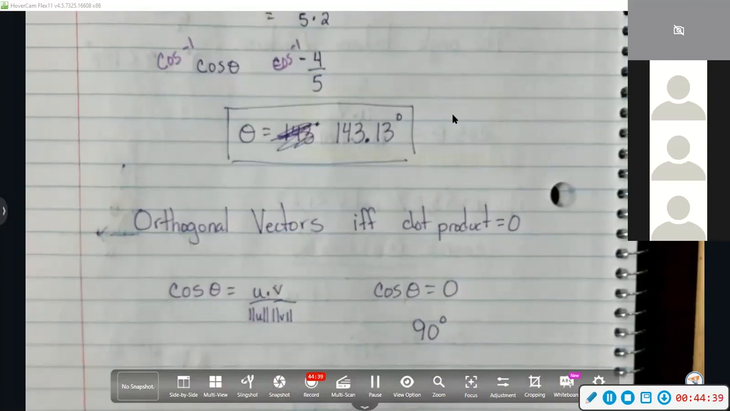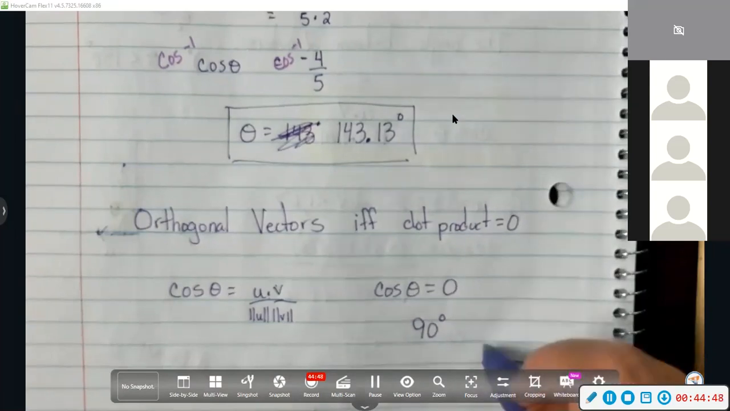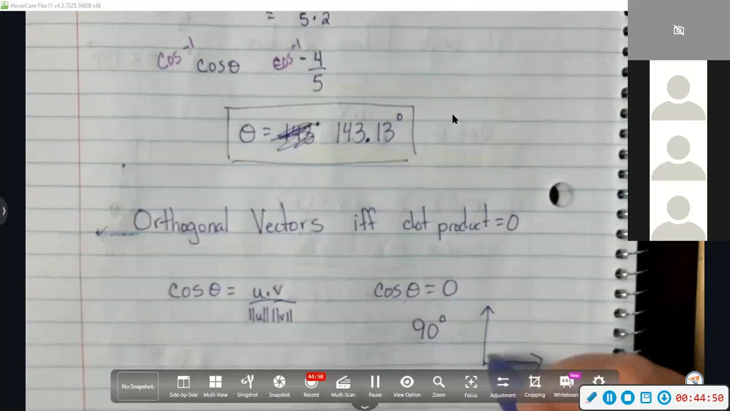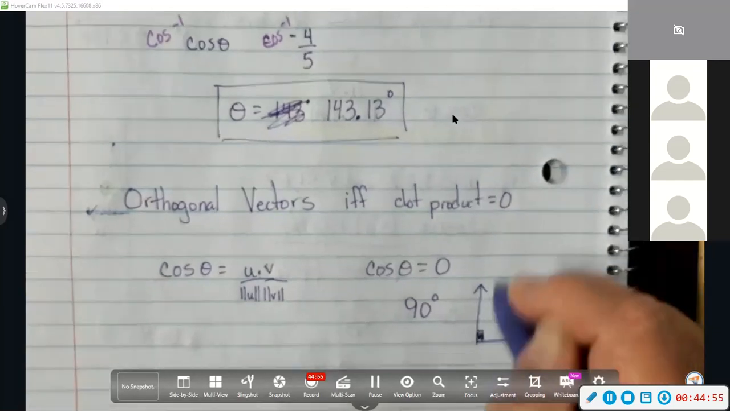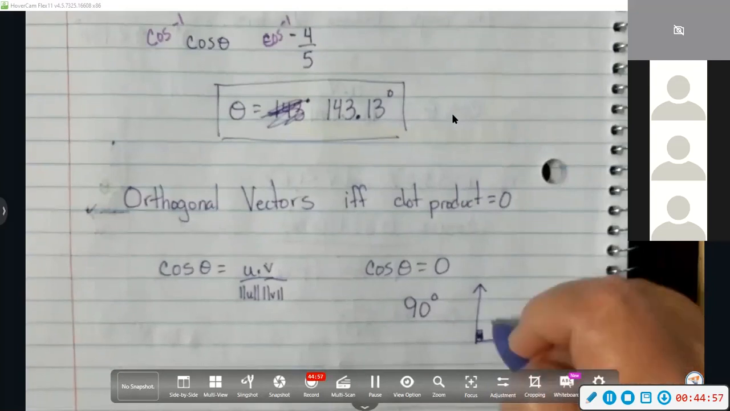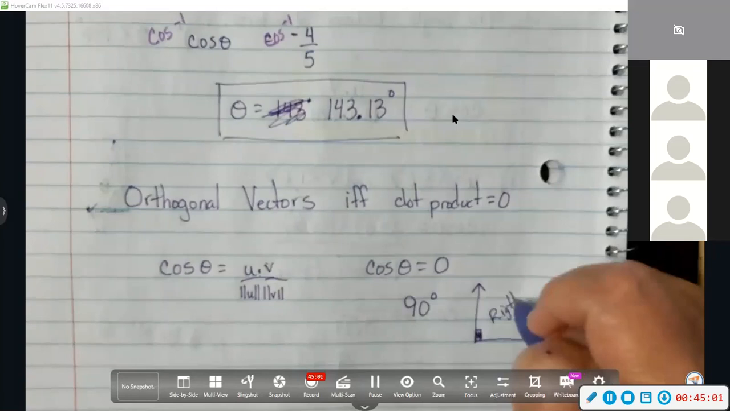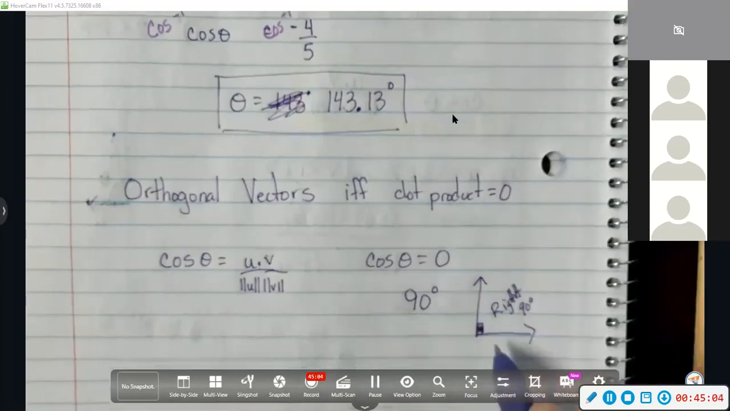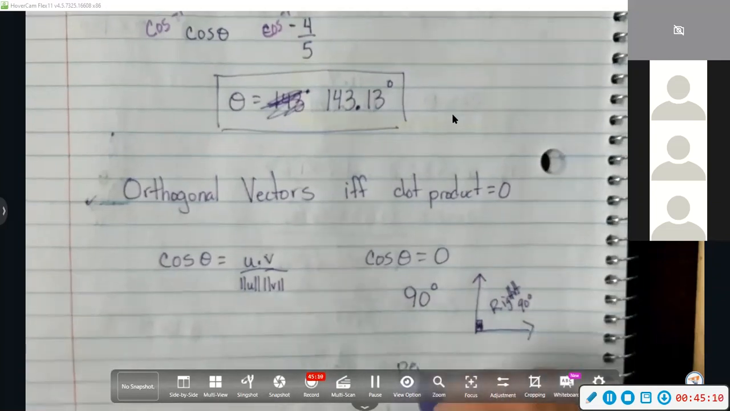So if two angles have 90 degrees in between them, what do we call those two angles? Right angle. Okay. So if they form a single angle, yeah, I didn't phrase that question right. They form a right angle, 90 degrees. So we would say that these two vectors are what? Perpendicular.